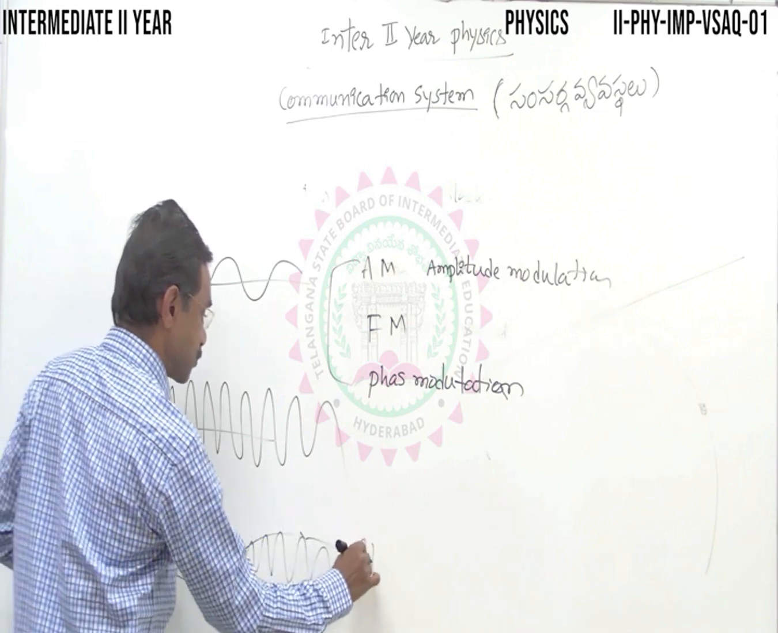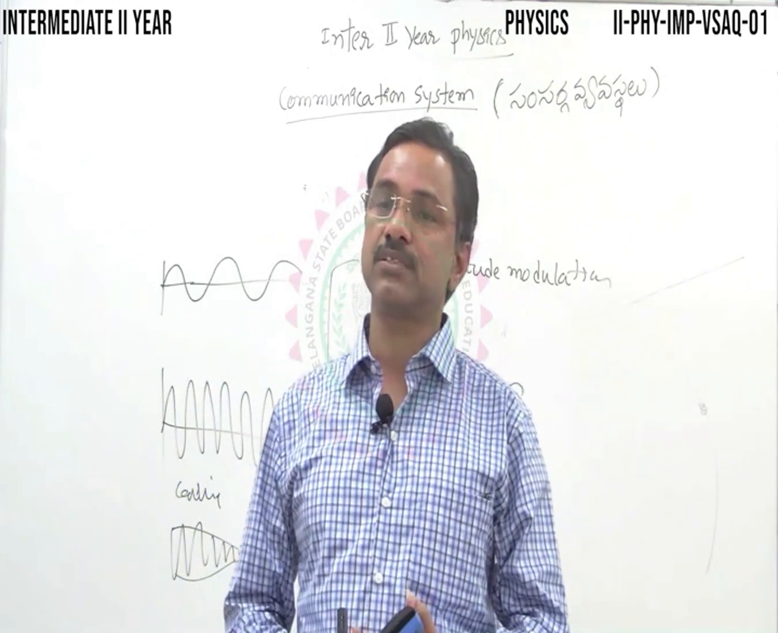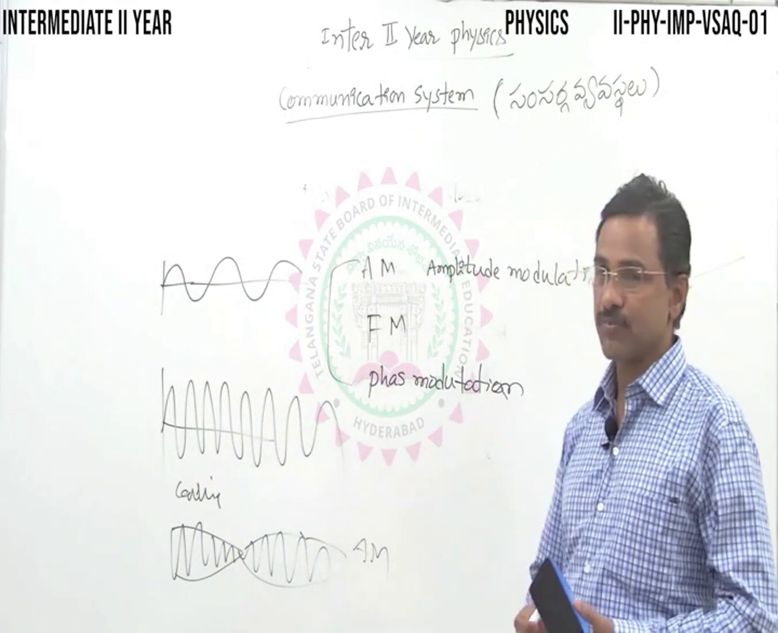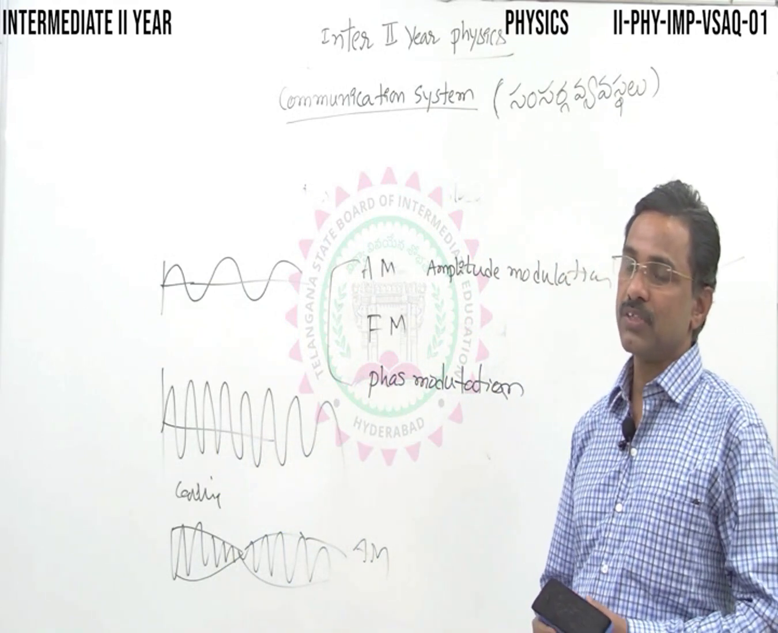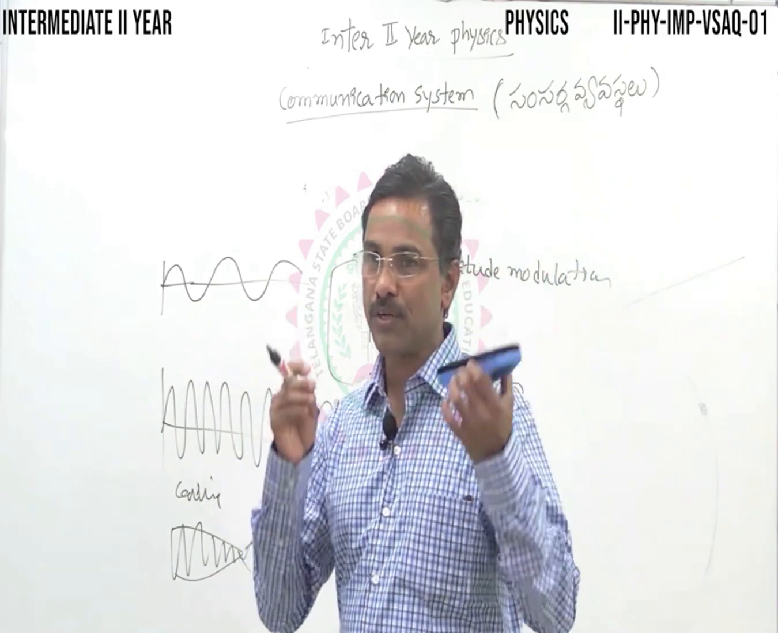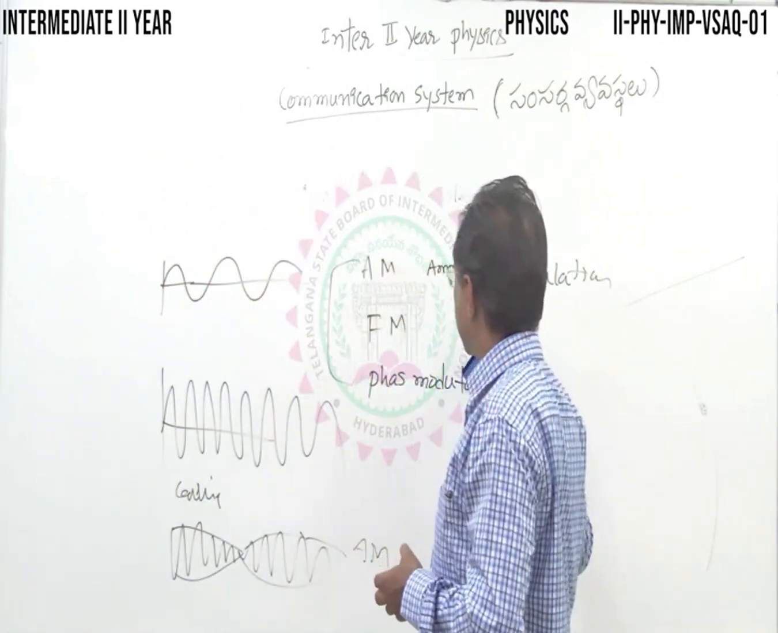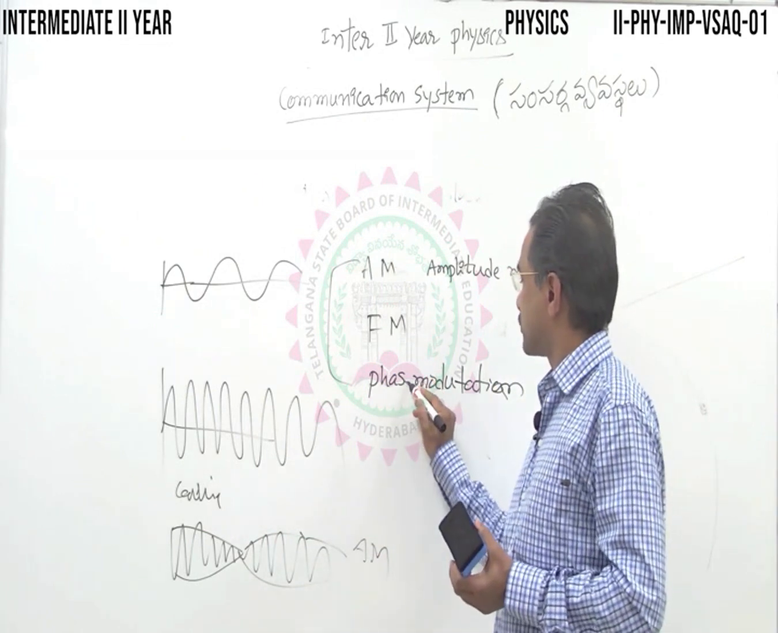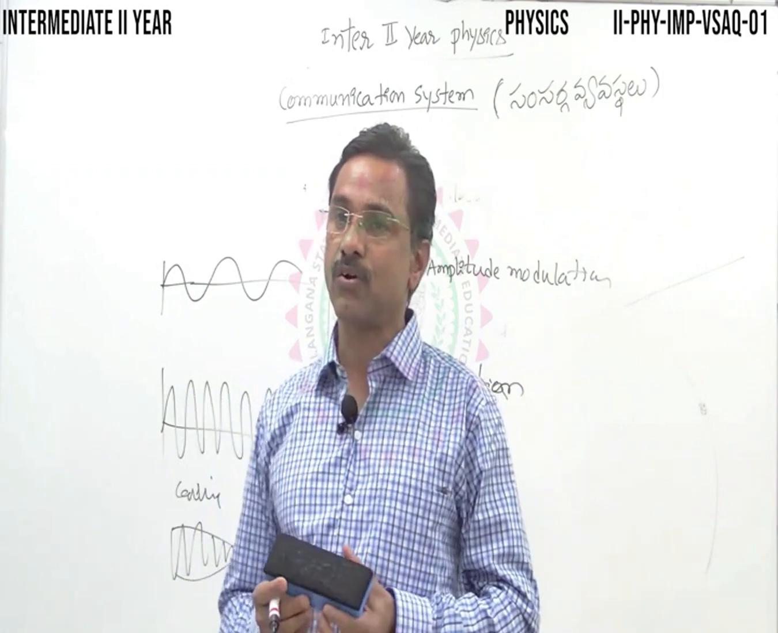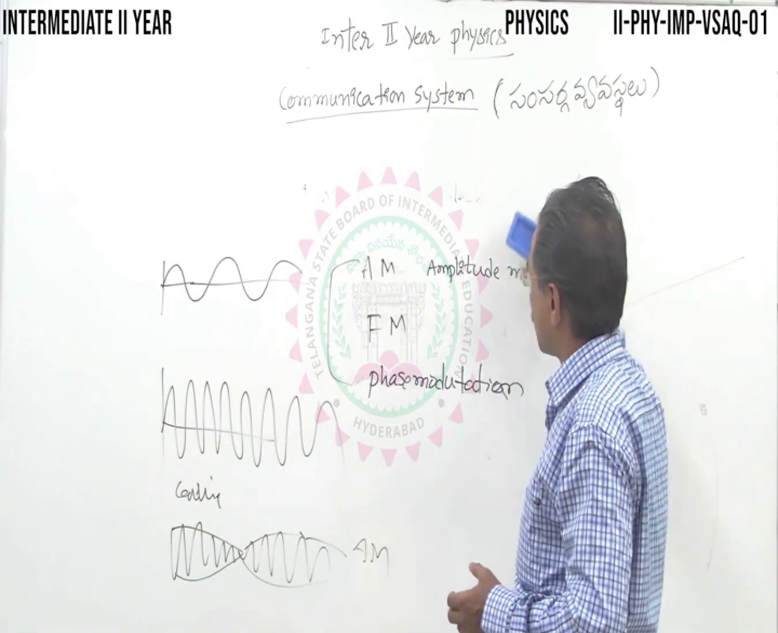This is amplitude modulation. Similarly, in frequency modulation, the frequency of the carrier wave gets modified in accordance with the signal to be transmitted. Nowadays FM radios are very, very popular for entertainment programs. Right from dawn to dusk, a lot of entertainment programs are telecasted on FM radio. Similarly, the phase of the carrier wave gets modified in accordance with the signal to be transmitted. So these are the different types of modulations.